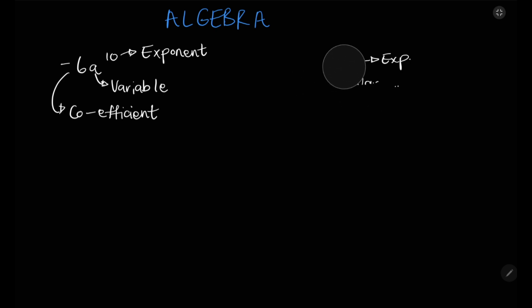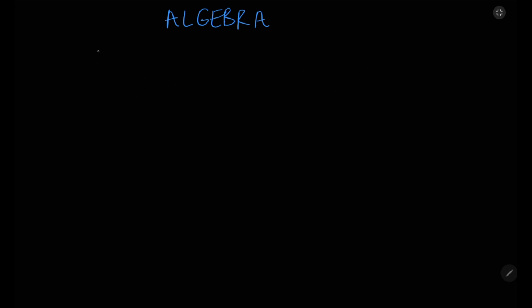And what if you're given, let's say, negative b to the power 3? What is your coefficient? Your coefficient is negative 1. That is your coefficient. Your variable is b, and 3 is your exponent.